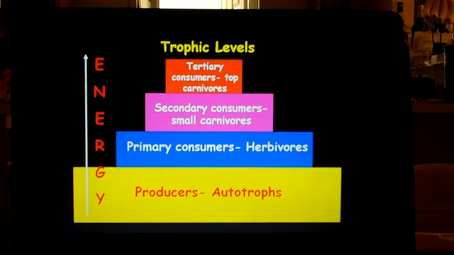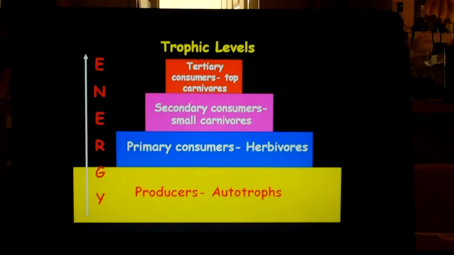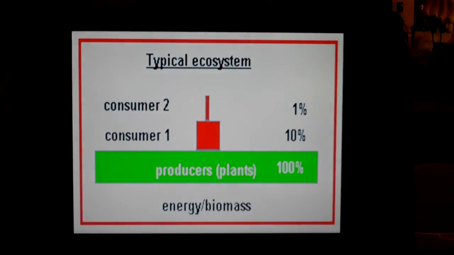So if we look at this, producers or autotrophs have the most energy, and then primary consumers or herbivores have a little bit less, but they still have a pretty good amount. Secondary consumers or small carnivores have a good amount, and then tertiary have the least. Like I was saying before, with our tenfold decrease, we have 100% at our producers. Our first consumer then only gets 10% of that energy from the producer. That's the amount of energy they're actually getting from the sun. And then our second consumer only gets 1% from the sun. So we're decreasing that by a big amount.